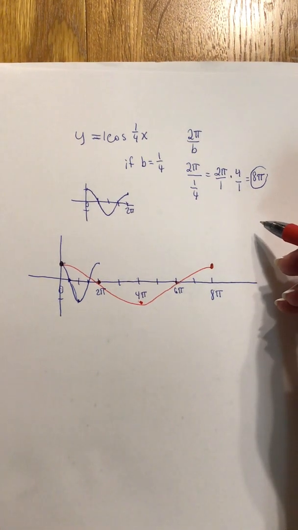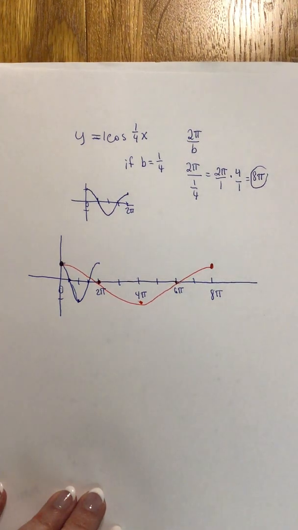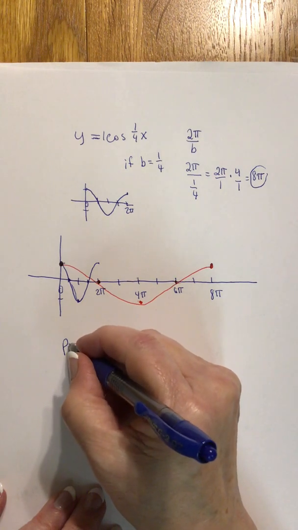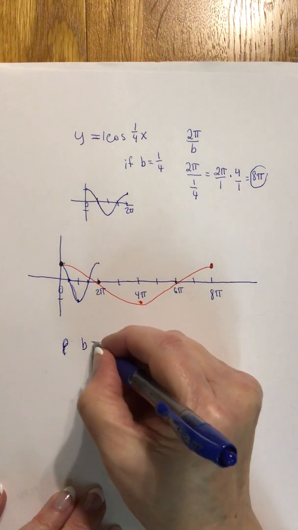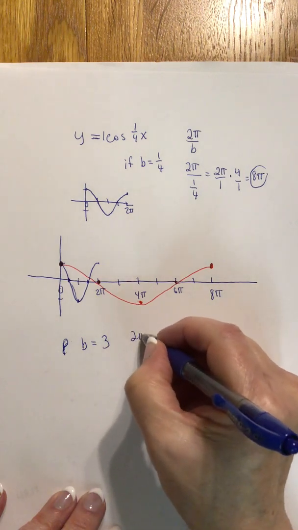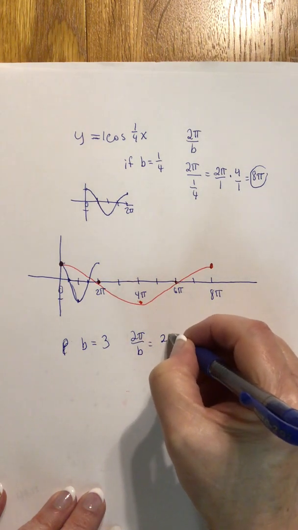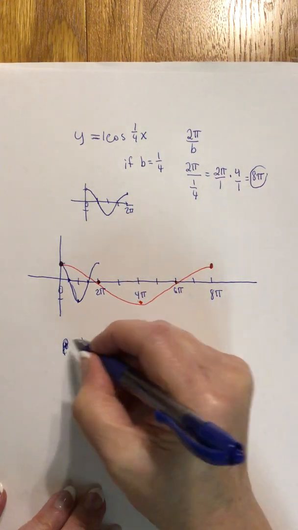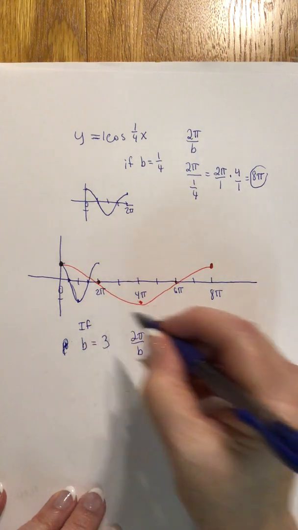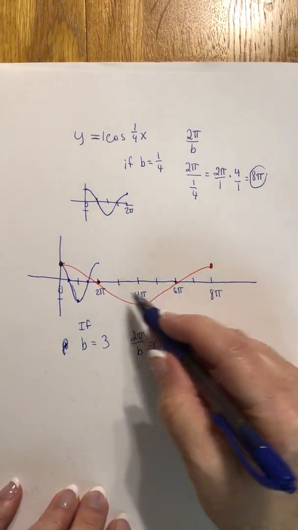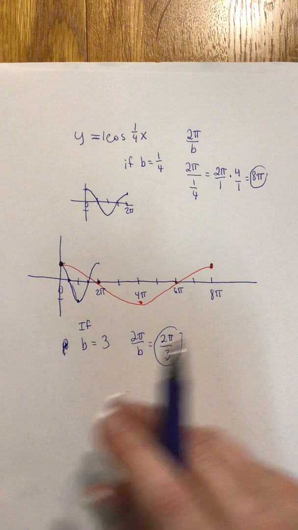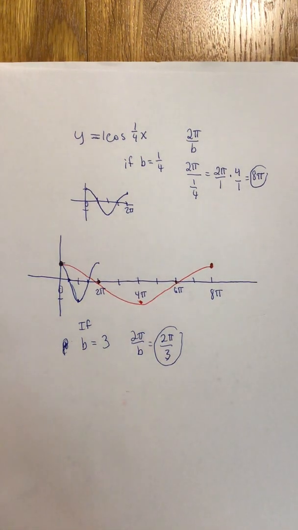So if we had something like a b equal to 3 instead of a b equal to 1/4, then my 2 pi divided by b would be 2 pi over 3. So my new period, if b was equal to 3, would be something that was shorter. So instead of stretching out like this, we would squeeze it in. So the b affects the period, so it either widens it or makes it not as wide.